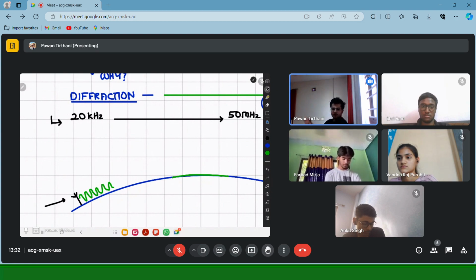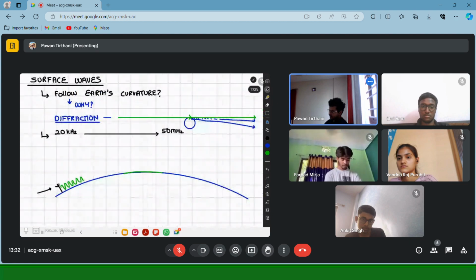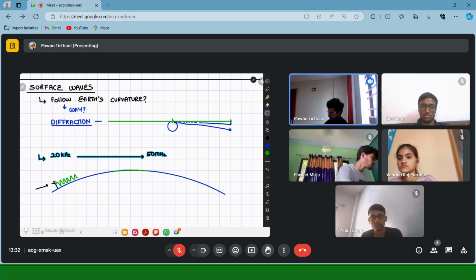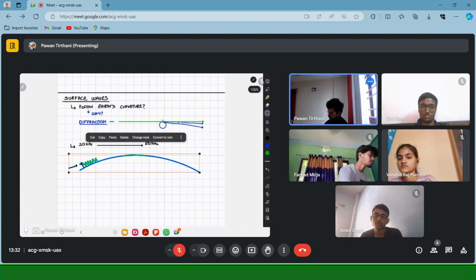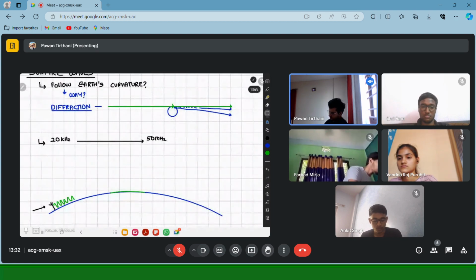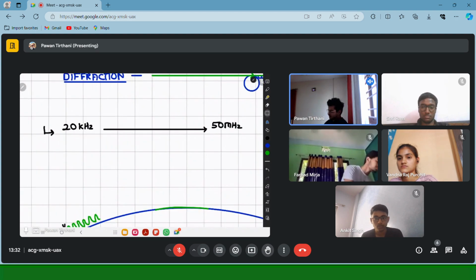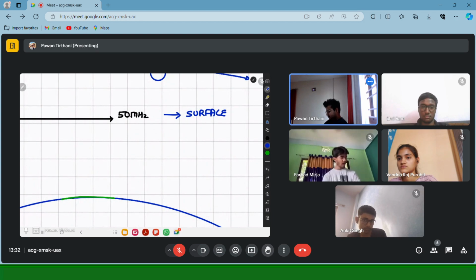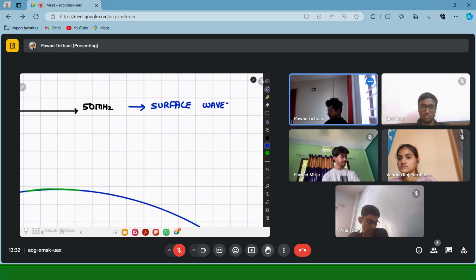All of them show surface waves. All of them, at least some part of it will travel as surface wave. There will be surface waves present. Okay, but it is also observed.